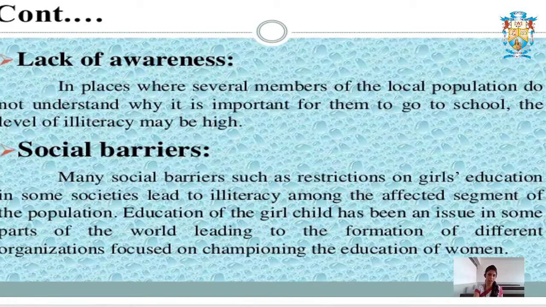Next is social barriers. Many social barriers, such as restriction on girls' education in some societies, lead to illiteracy among the affected segment of the population. Education of the girl child has been an issue in some parts of the world, leading to the formation of different organizations focused on campaigning for the education of women. In many places the girl child is not sent to school. So that might be one reason for illiteracy, that is social barriers.